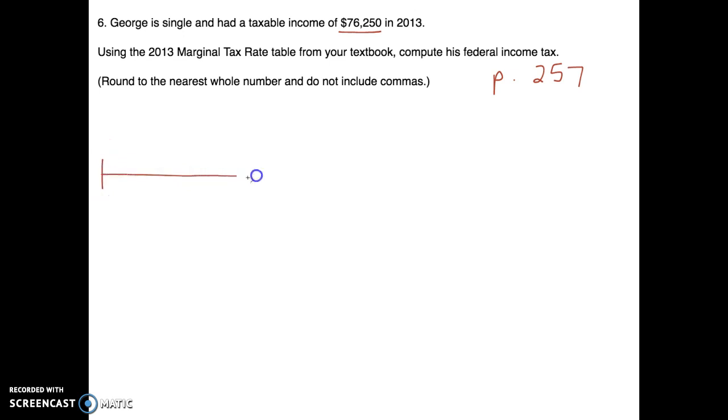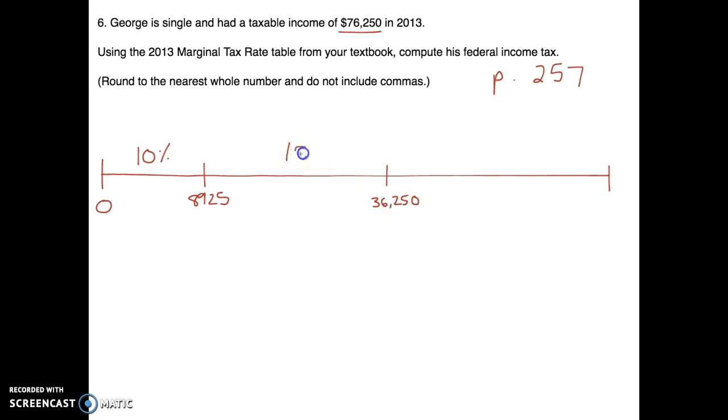So if we draw this line here, let's say this is 0. So the first cutoff is going to be making $8,925. And if you make in that range, you're going to pay 10%. And then the next cutoff is going to be 36,250. If you make in that range, you're going to pay 15%.